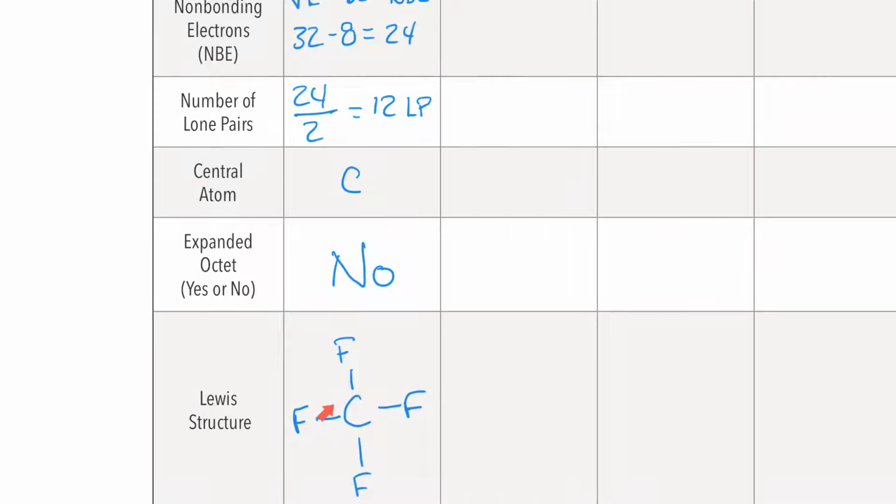Our carbon sees 2, 4, 6, 8, so its octet is already satisfied. Fluorine is only seeing 2 electrons at this point, so we want to put the rest of our electrons around our fluorines. So that's 1 lone pair, 2, 3. Now this fluorine right here is seeing 2, 4, 6, 8 electrons, so its octet is satisfied. And we'll do the same for our other fluorines. So now we've used up 6 of our lone pairs.